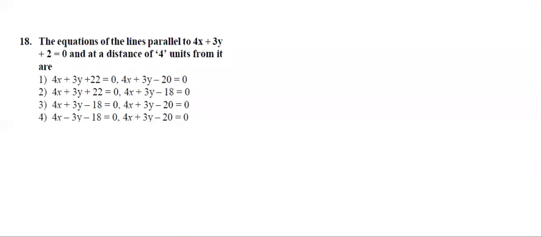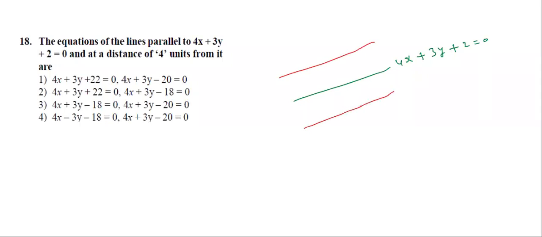The equations of the line parallel to 4x plus 3y plus 2 is equal to 0. This is one line. 4x plus 3y plus 2 is equal to 0. Find the parallel lines. This is one line. This is another line. The distance between the lines, how many units given? 4 units. This is also 4 units. Above the green line, below the green line. There are two lines are possible.